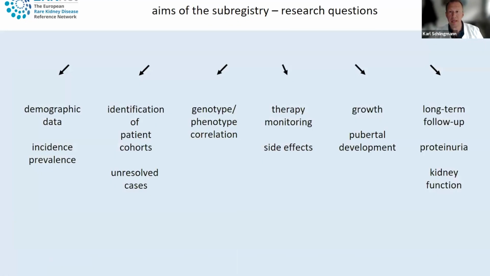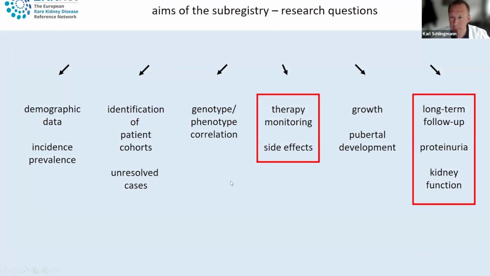What are the main aims of the subregistry? This is for sure similar to what Adriana presented: collection of demographic data, data on incidence and prevalence of the disease. We might also be able to identify patient cohorts with unresolved disease. These are especially interesting for maybe future genetic studies in these types of patients. We will try to perform genotype-phenotype correlations, but as indicated here, the two following points from my point of view are the most interesting ones.